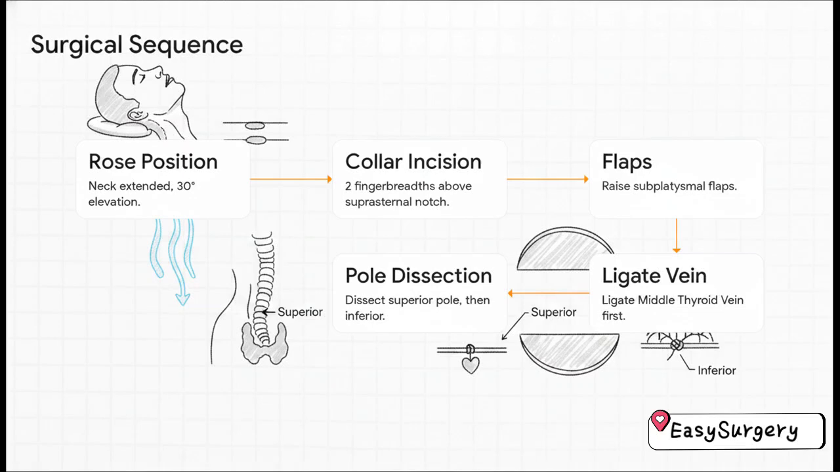and ligate the middle thyroid vein first. Always the middle vein first. Only then can you tackle the superior and inferior poles.